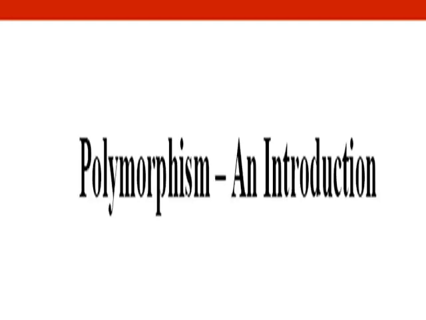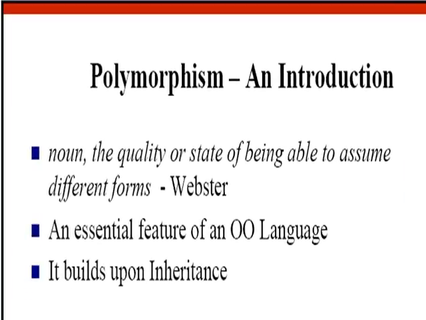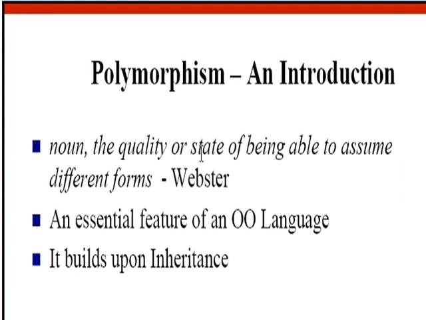This video is about polymorphism. The basic definitions of polymorphism. So what is polymorphism? This is the Webster dictionary definition, which is a noun, and which says a quality or a state of being able to assume different forms.